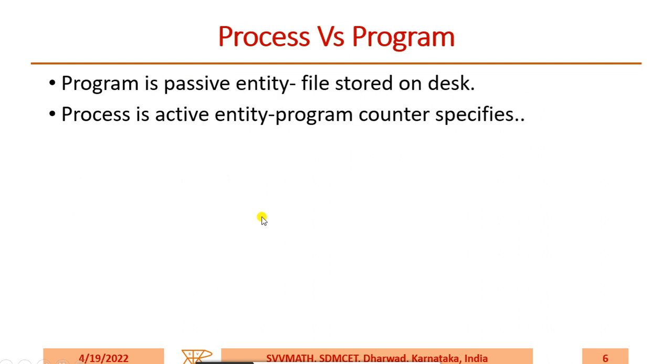There is a difference between a process and a program. A program is basically a passive entity, for example, a file stored in your pen drive or hard disk somewhere. A process is an active entity, having a program counter. All of you know a program counter specifies the address of the next instruction to be executed.